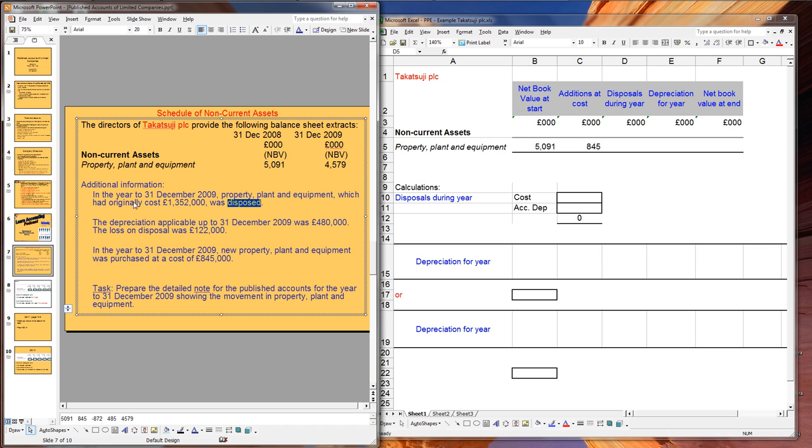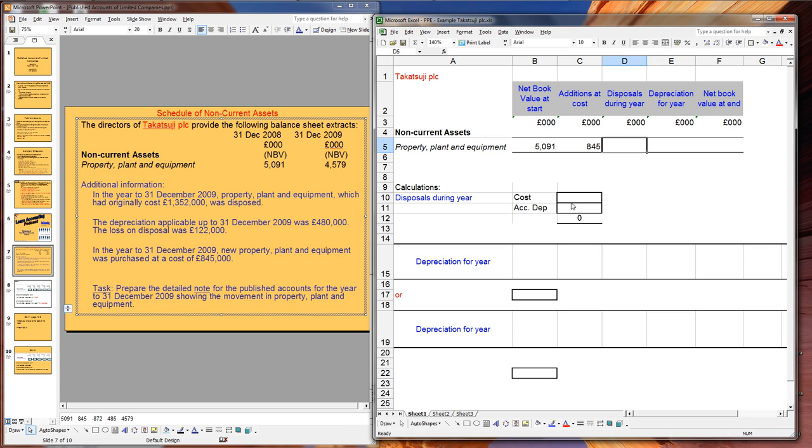The depreciation applicable by the end of the year, so it's the fine date, was 480. So we have to do cost, which is 1352, and the ACDEP, which is 480. So if I do minus 480, we get an answer there of 872. So what is that answer? That answer in this case is the net book value. That's the net book value of the disposal item. So 872 will go in here, so I'll just do a formula. 872 goes in there.